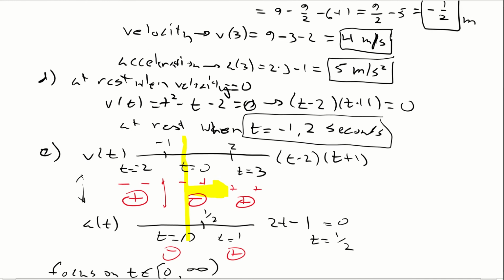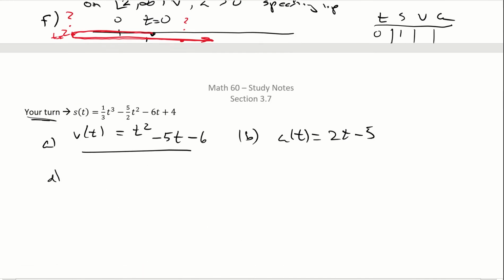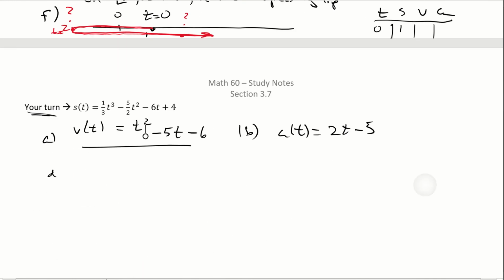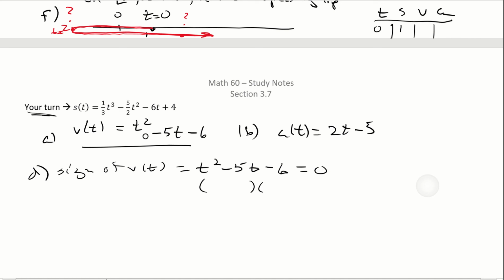Yeah, D says, when is it at rest? That's a good one. But really what I'm going to do is go off-road and study the sign of velocity. Okay, so I would set it equal to 0. So when is it at rest, really? So this is part D. That is supposed to be a 6. Set it equal to 0. Factor. See if you got the same answer.